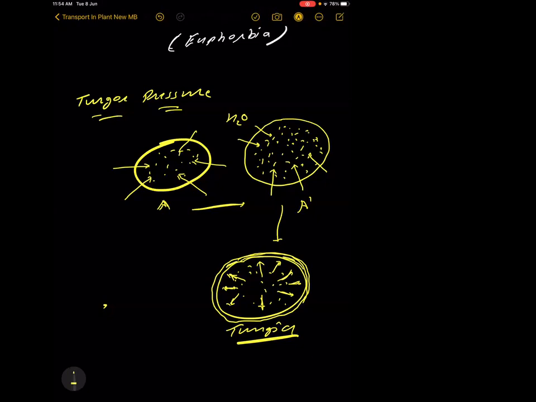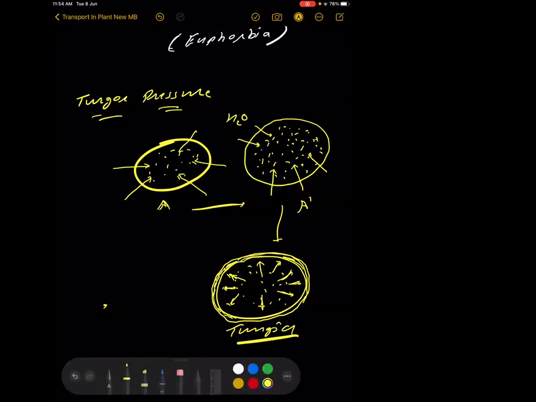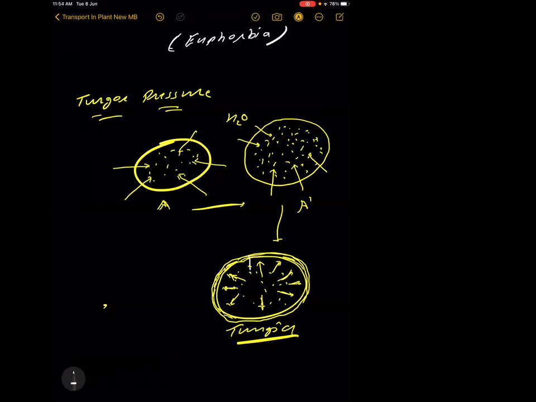Because the cell wall is a rigid structure, it creates another pressure which is equal and opposite to the turgor pressure. Equal and opposite. So the cell remains turgid but cannot be burst because of this cell wall. And this pressure, which is produced by the wall against the turgor pressure, is called wall pressure. So this is wall pressure and this is turgor pressure.